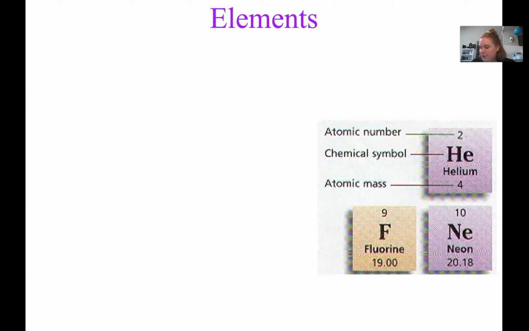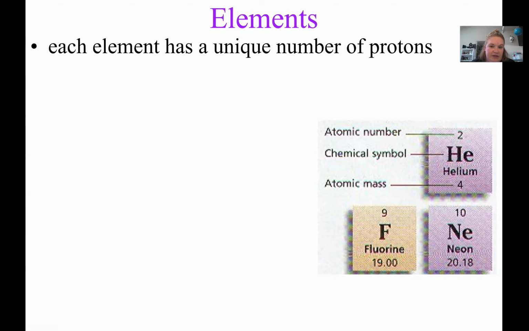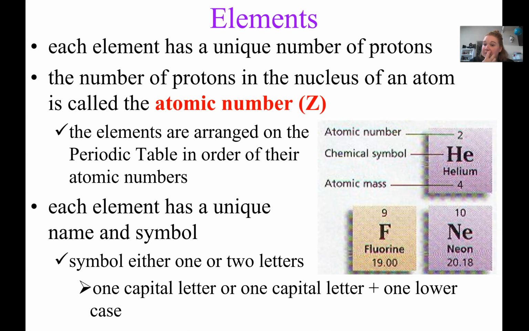So we're going to move on to talking about the elements specifically. Each element has a unique number of protons, and we can see this on the periodic table. The number on the periodic table is usually at the top. Each periodic table is a little bit different though, but it's usually at the top. It is a whole number. This is called the atomic number, and it's abbreviated with a capital Z. I don't know why. It doesn't make sense to me either. The periodic table is arranged in order of atomic numbers. And this number is unique.